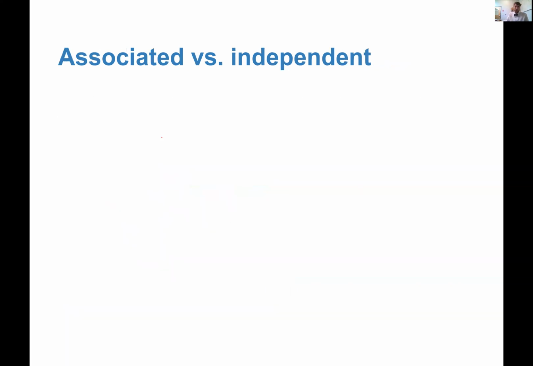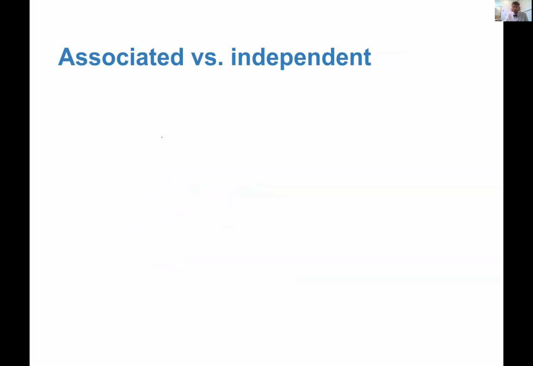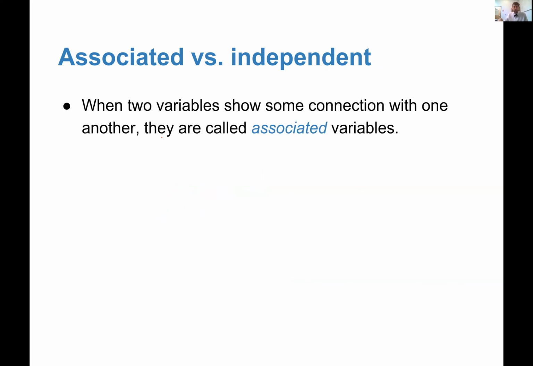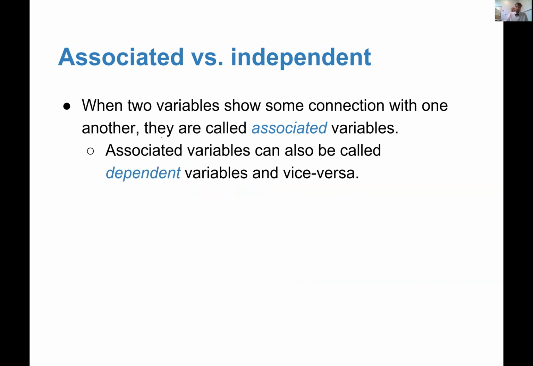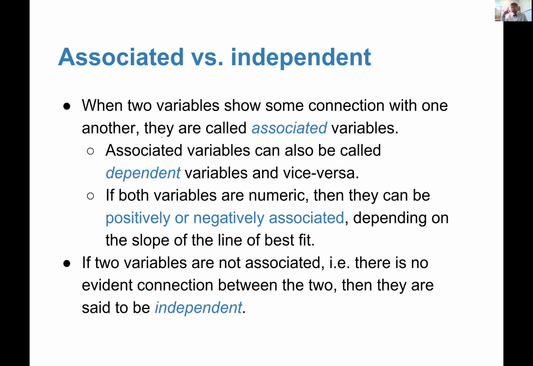All right, now let's talk about the relationships between variables. We're breaking that down into associated or independent. When 2 variables show a connection with one another, they're called associated. Another word for associated is dependent. If they're both numeric, then they can be positively or negatively associated, depending on the line of best fit. And if they're not associated, then they're independent, meaning they don't really affect each other.